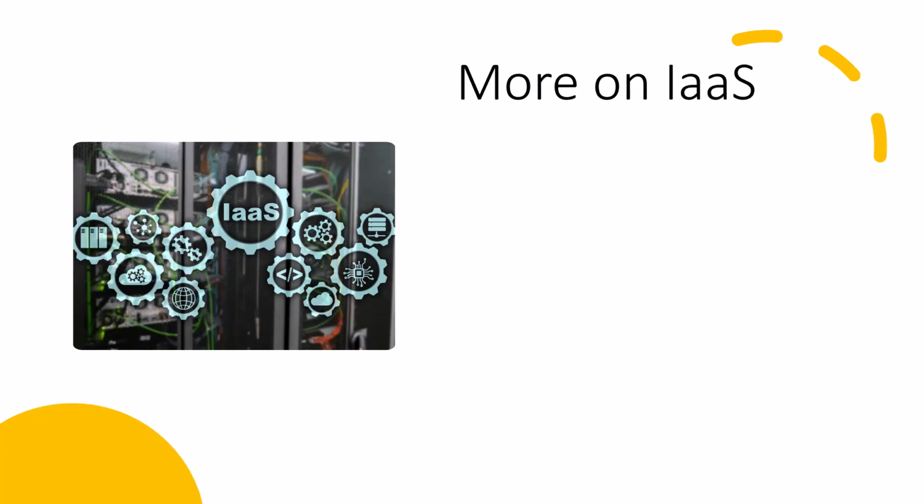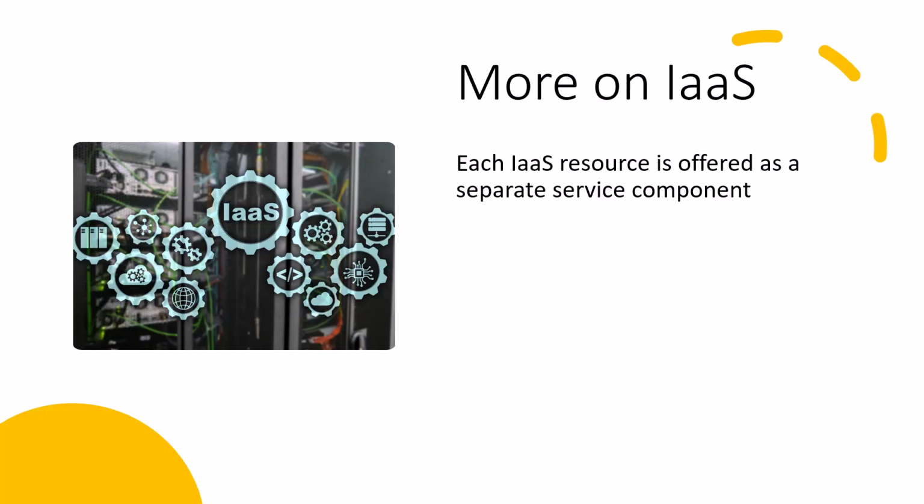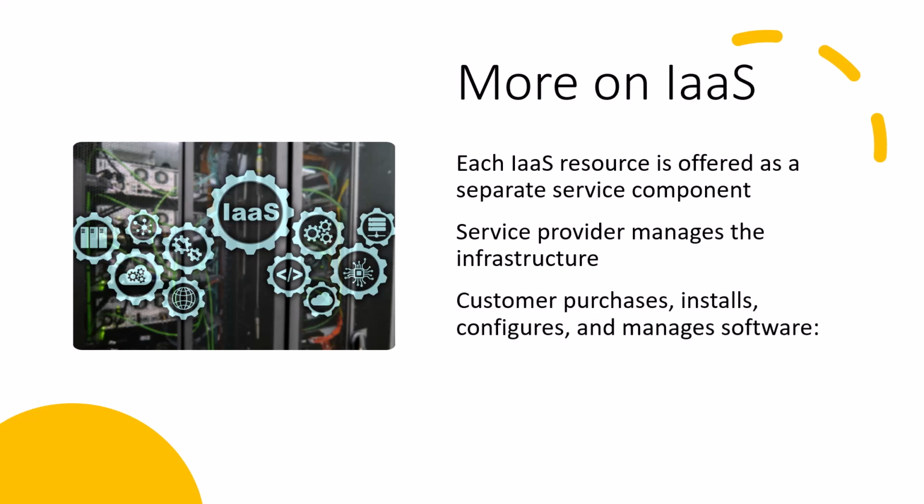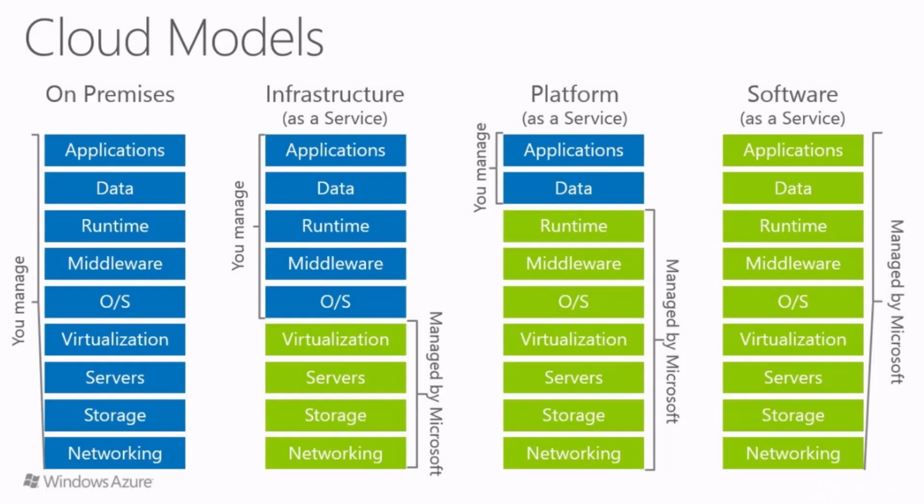Each resource in an infrastructure as a service solution is going to be provided as a separate service component. That means you're only going to pay for a particular resource as long as you need it. When using infrastructure as a service, the cloud computing service provider, like Azure, is going to be the one that manages the infrastructure. All you do is purchase, install, configure, and manage your software. This is going to include things like operating systems, middleware, and applications.